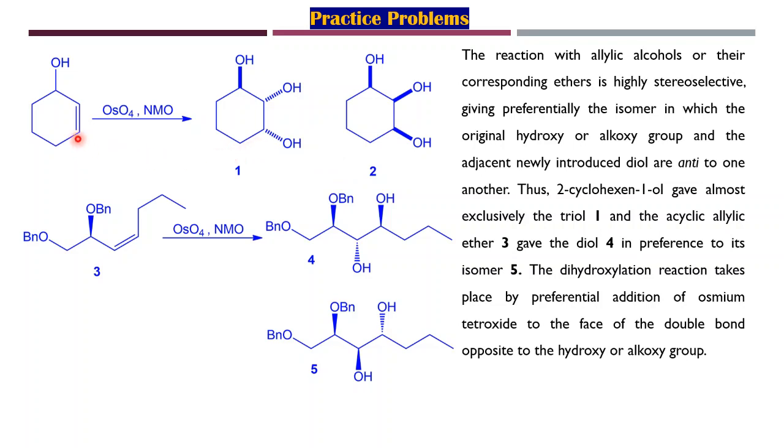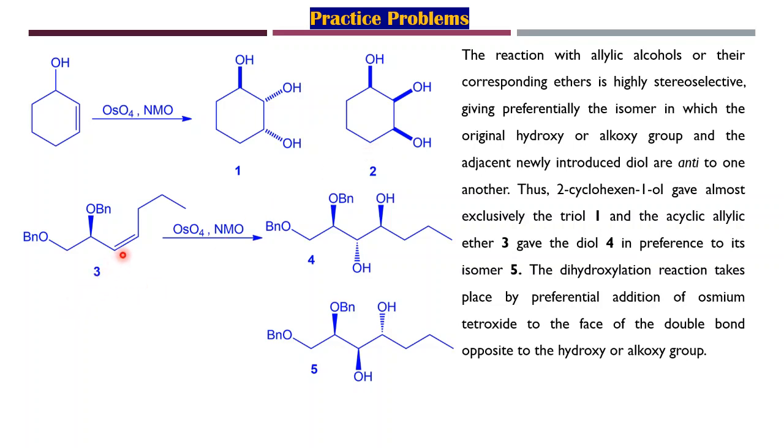Now, again we have an allylic alcohol and we are using osmium tetroxide in the presence of NMO, and we have been given the choice of these two compounds, 1 and 2. Using the reasons that we have studied before, we will say 1 will be the major product here, and 2 will be the minor product.